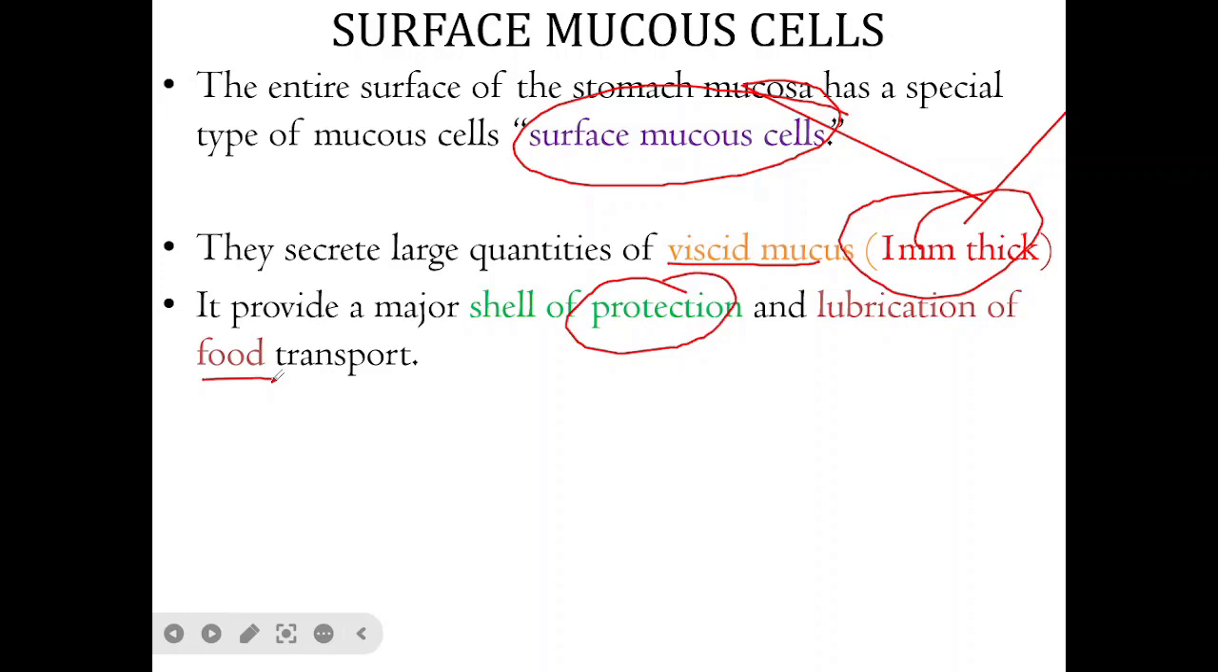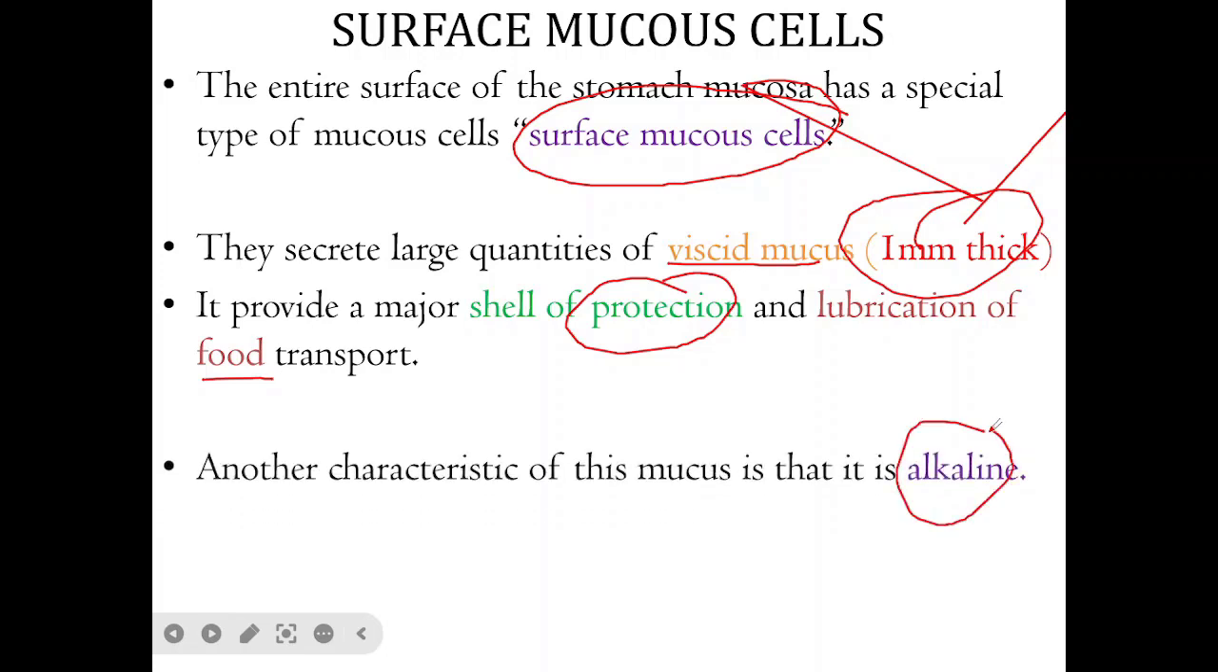Also lubrication of food transport. In addition to this, it is also alkaline in structure. See another characteristic of this mucus: somewhat alkaline. This alkalinity is important to neutralize excess acid inside the stomach when necessary.